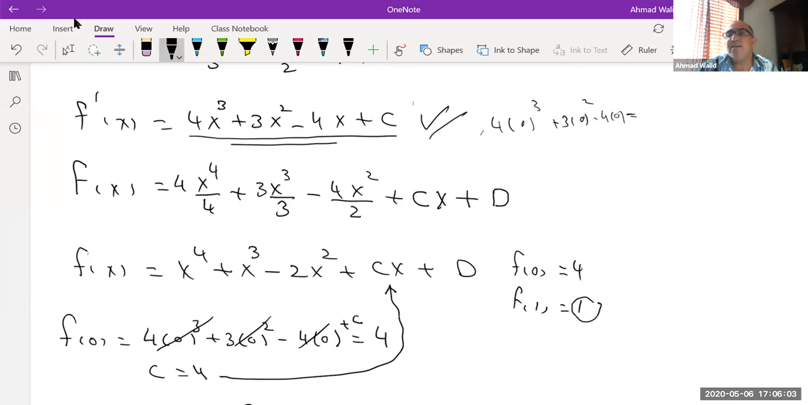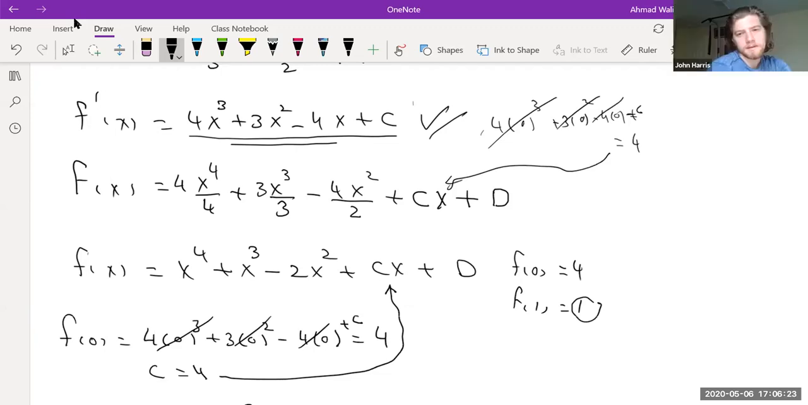Plug in here. Look, it gives you 4 times 0 cubed plus 3 times 0 squared minus 4 times 0 plus c equals how much? 4. This part becomes 0, this part becomes 0, this part becomes 0, c equals 4. Right? And after you found that, bring it here. So when it says f of 0 equals 4, we plug it in, because f of 0 itself is equal to 4. That's why I plug in there. Instead of f prime, I put 4 there, correct?